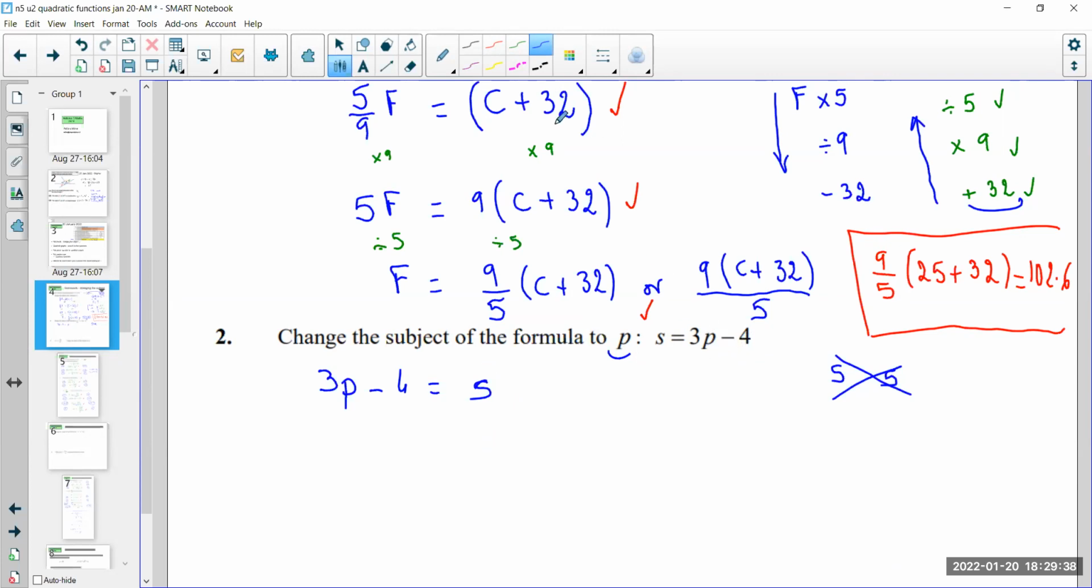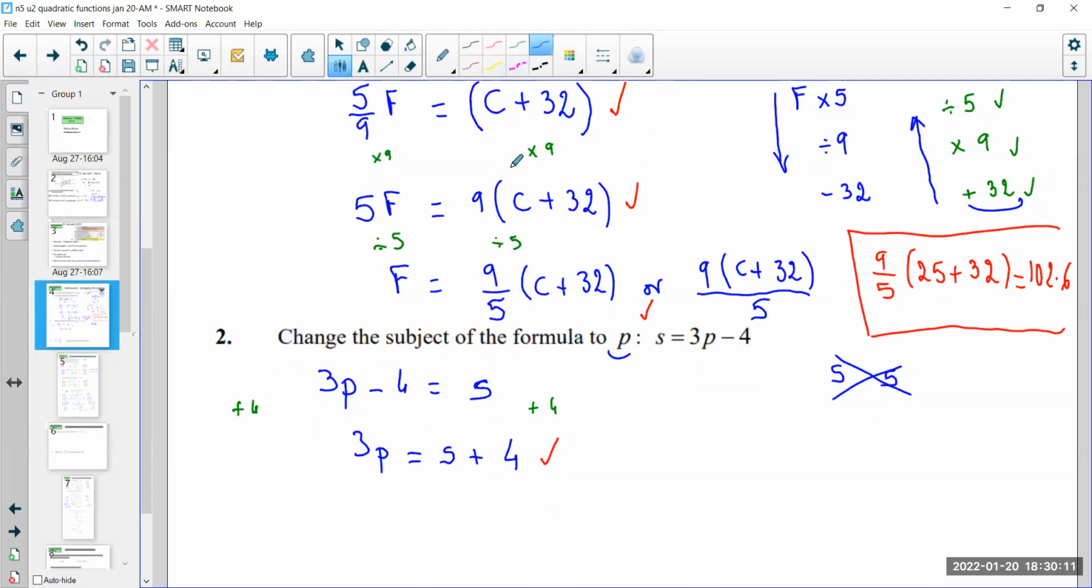What is the opposite of taking away 4? Adding 4. So you need to add 4 both sides to get rid of that takeaway 4. Then you end up with 3P equal S plus 4 and not 9, because S is not 5. No one told me that S was 5. Okay. That was mark number 1 for this one. So first mark.